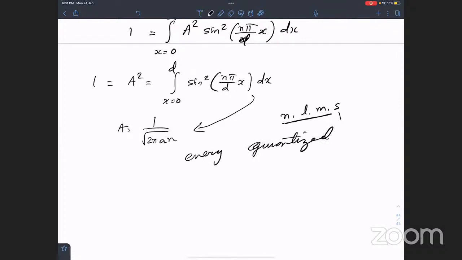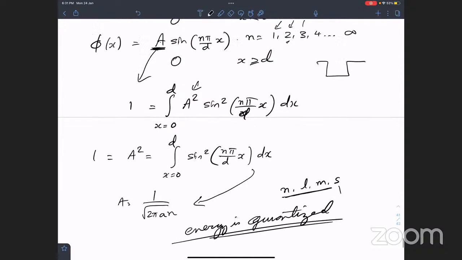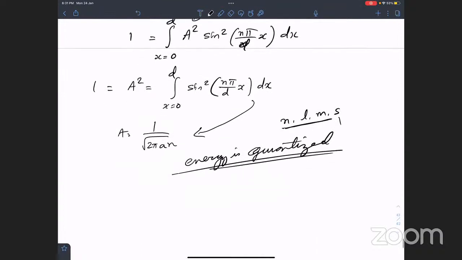Energy is quantized. This is where the quantum comes in. Okay. And now we considered an infinite potential well in one dimension. But the insights from this are very vast.